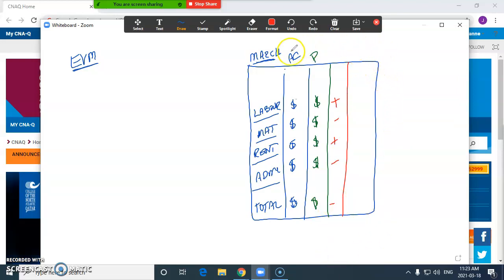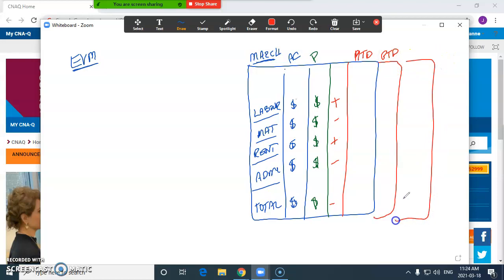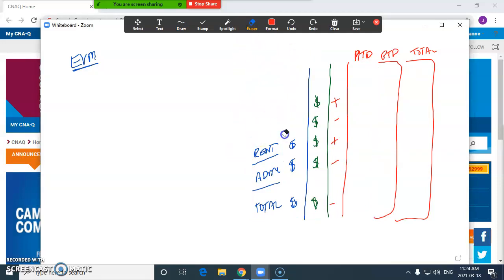Then you would have probably your year-to-date spend or project-to-date spend, and your project-to-date plan, and then you'd have your total, okay? And so you'd have an idea of how much you were spending versus how much you plan to spend. The problem is it doesn't give you any information about what work has been completed, okay? So that's where earned value management comes in and becomes very, very helpful, okay?